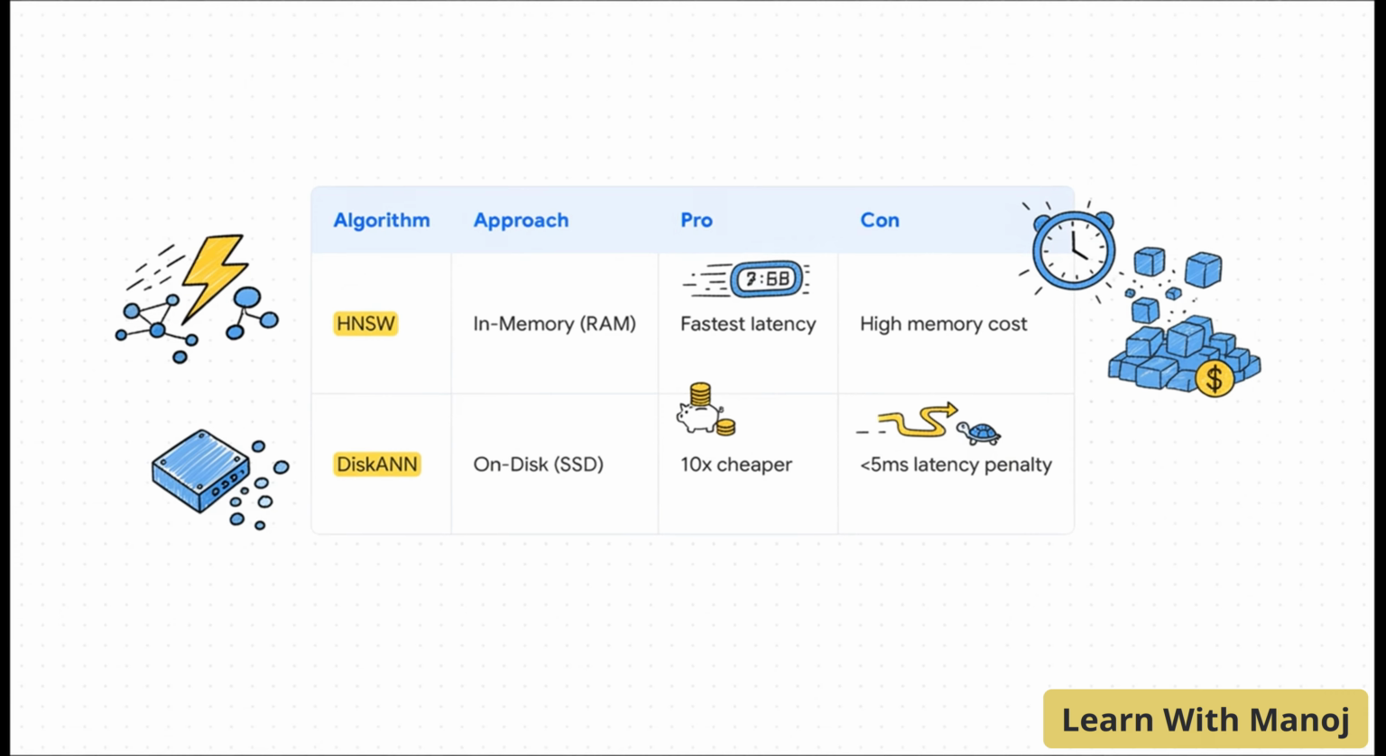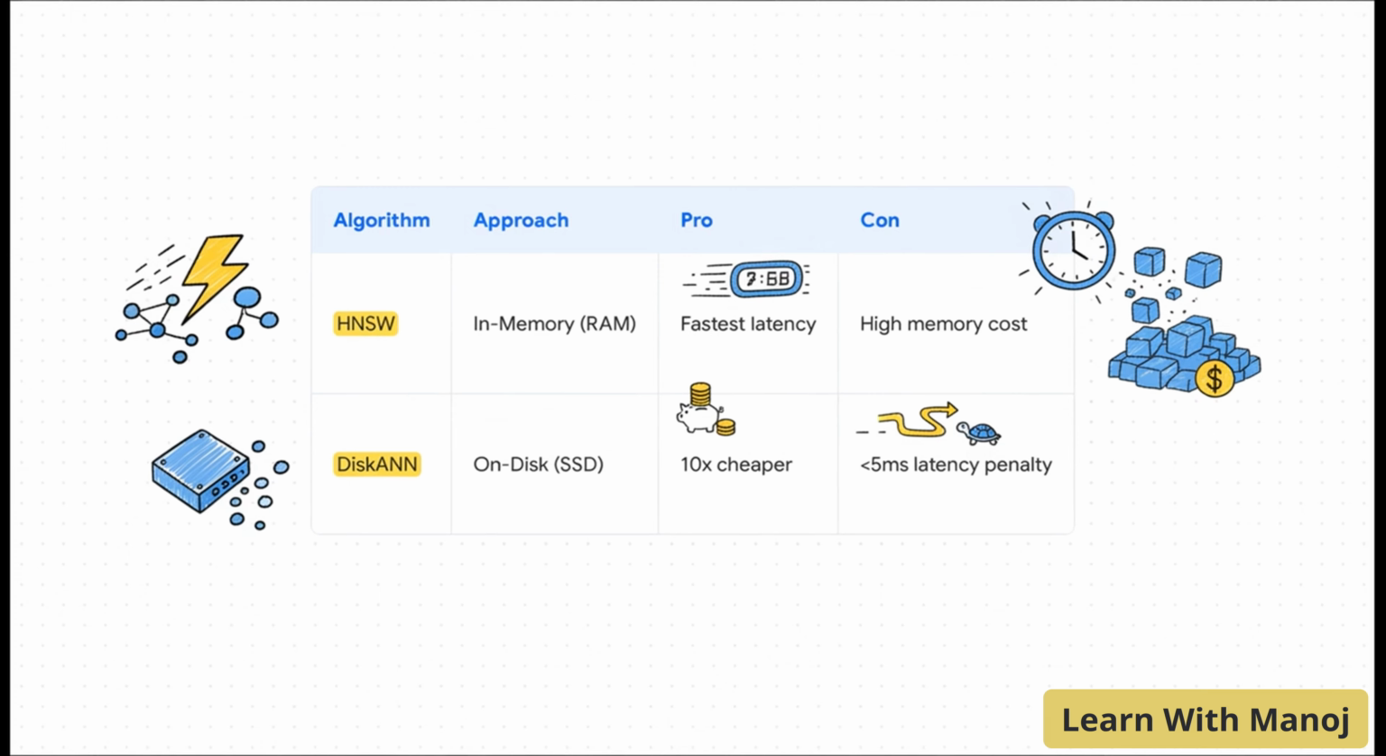Think of this as the sports car. It's the industry standard for absolutely lightning-fast search because it keeps everything in your computer's fastest memory, the RAM. So if you're building a real-time recommendation engine where every single millisecond matters, HNSW is your go-to. But the downside, as you can see, is that it's crazy expensive. Now on the other side, you have DiskANN. This is more like the electric vehicle, way more efficient.